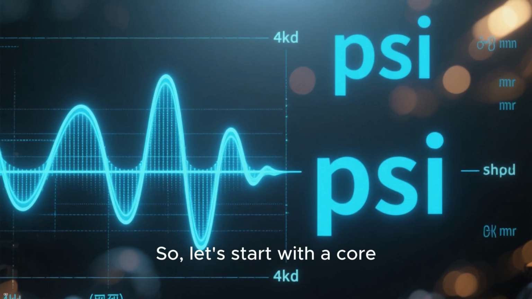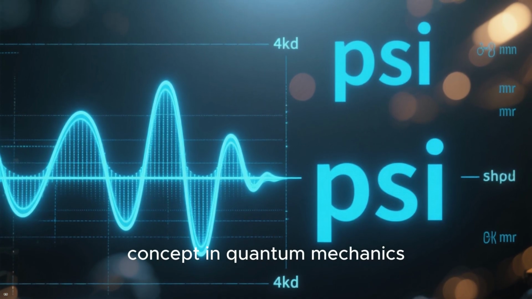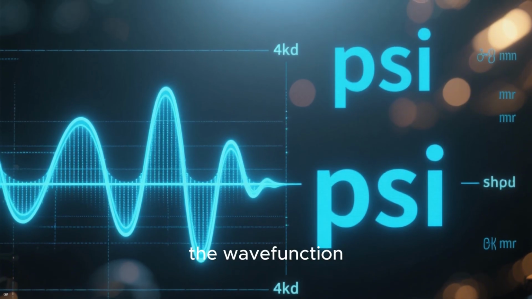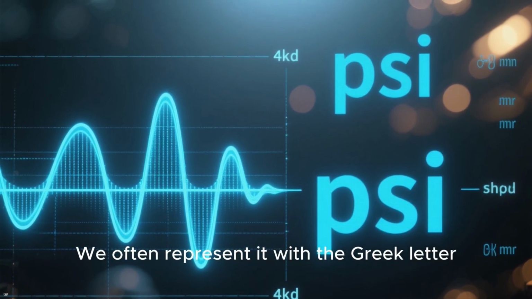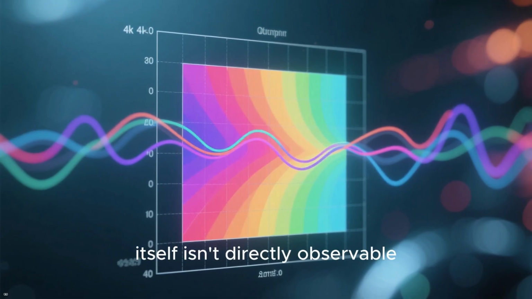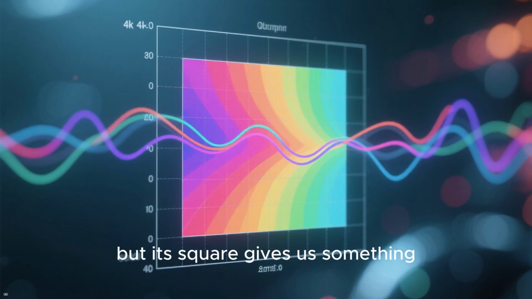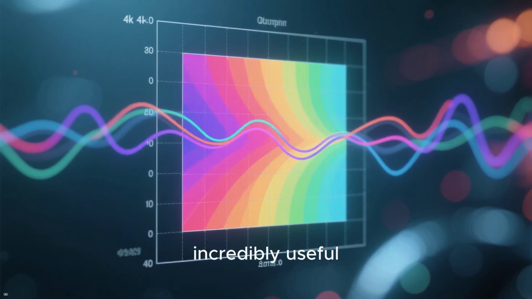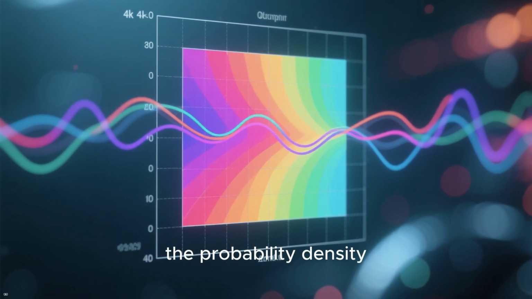So let's start with a core concept in quantum mechanics, the wave function. We often represent it with the Greek letter psi. Now, the wave function itself isn't directly observable, but its square gives us something incredibly useful, the probability density.